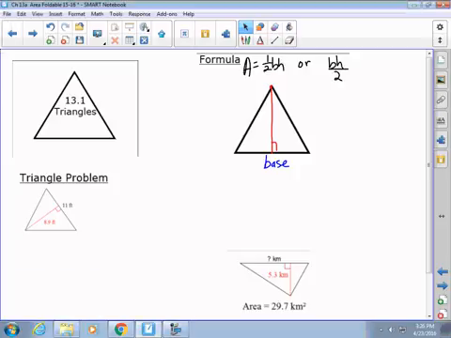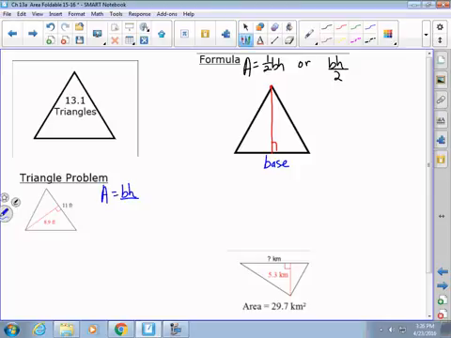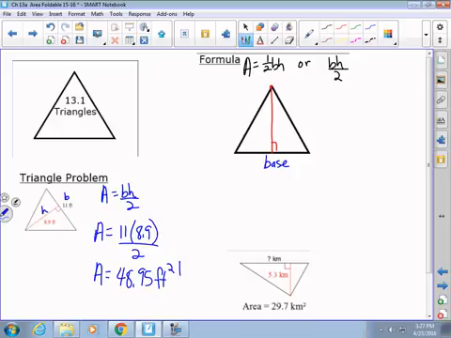So the first triangle problem you have, start off with your formula, A equals base times height divided by 2. And we're just going to label the parts. 11 is our base, 8.9 is our height. So we're just going to plug it in. 11 times 8.9 divided by 2. And then use your calculator to calculate the area. This ends up coming to be 48.95 feet squared. And we're going to box our final answer.